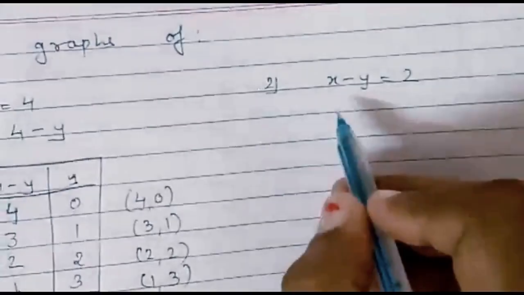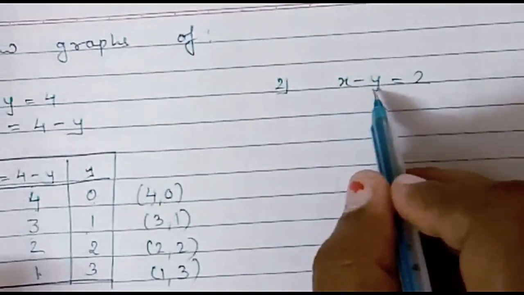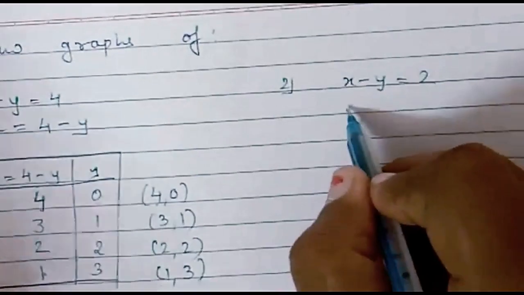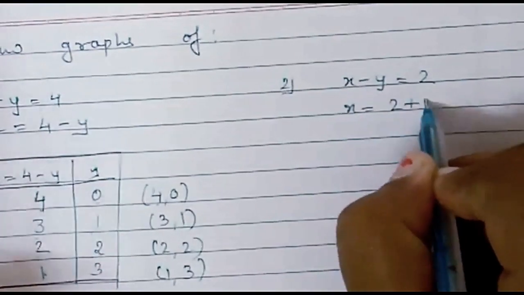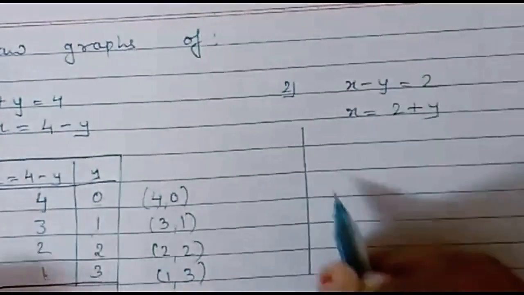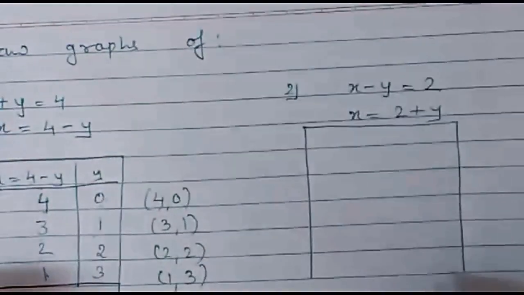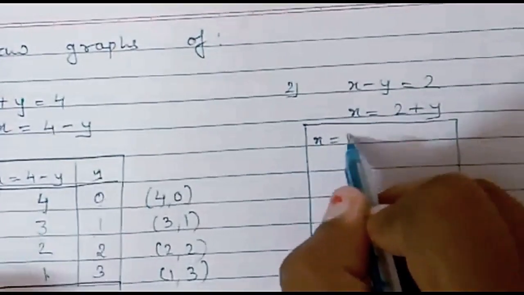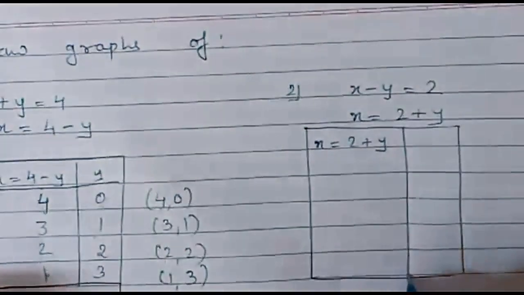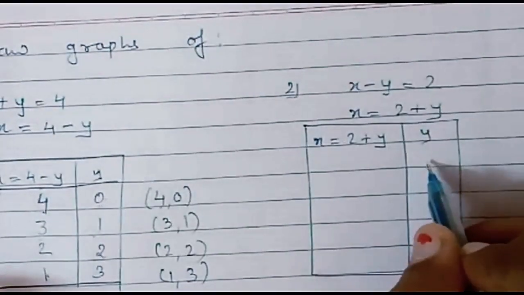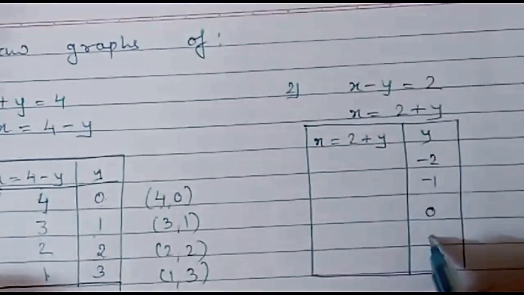Let us obtain the solution for this as well. x minus y is equal to 2. So obviously x is equal to 2 plus y. Again we shall be drawing a table. As x is 2 plus y, we can take any value of y, right? I'm taking minus 2, minus 1, 0, 1, 2.